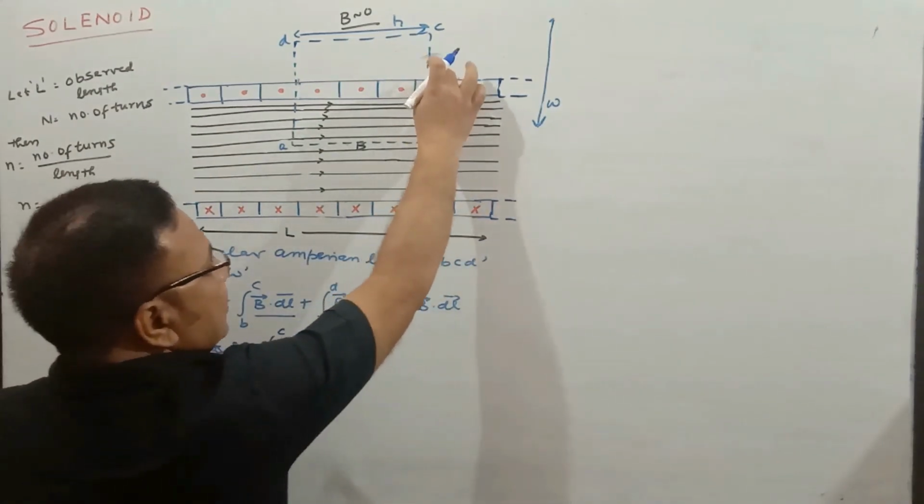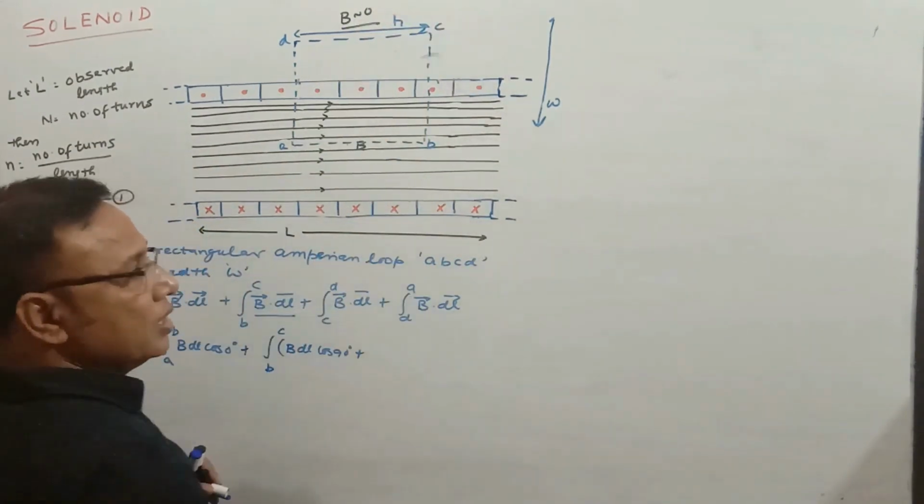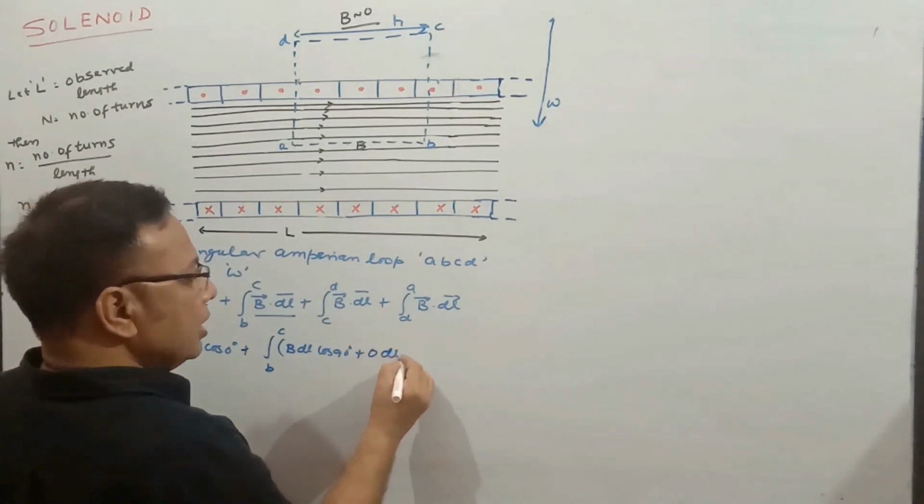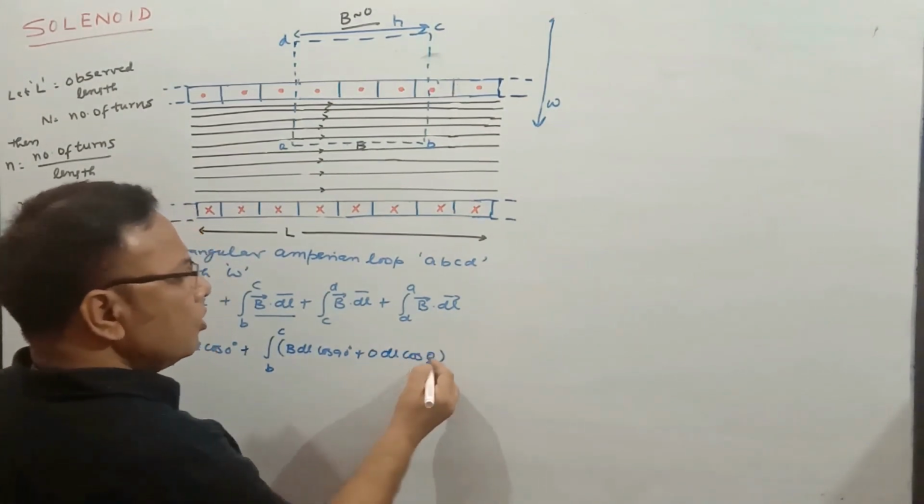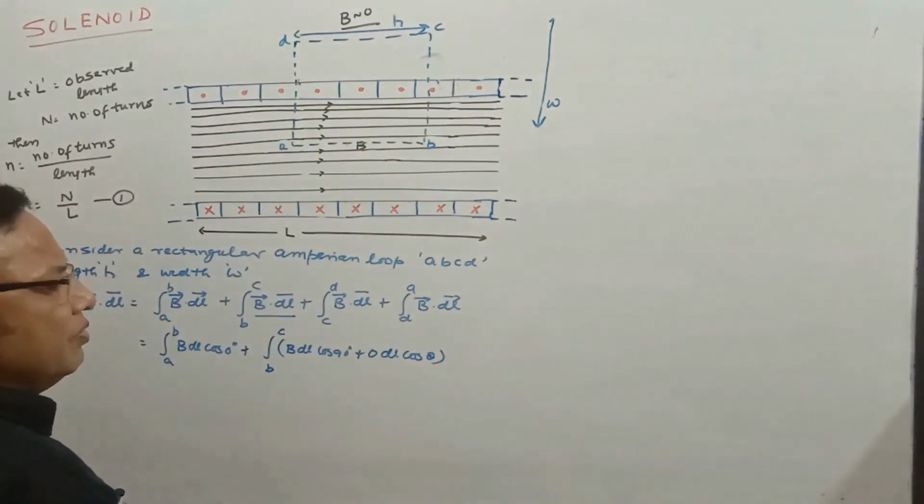And the second half is outside. So we can say that the magnetic field outside the solenoid is 0. So we can write this as 0 into dl into cos of the angle theta. We do not know what the angle is. Actually, outside the solenoid, the magnetic field is assumed to be 0.